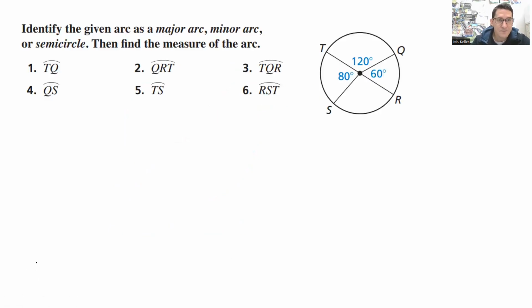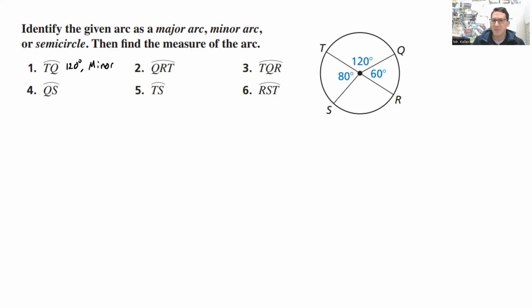Real simple. All right. Here, identify the given arc as a major arc, minor arc, or a semicircle. Then find the measure. So the measure of the arc is equal to the measure of this central angle here. If you remember from our polygon lessons, these are central angles at the center of the circle. So the measure of this arc from T to Q would be 120 degrees. I can put that down here. It's 120 degrees. It's smaller than a semicircle, so this is a minor arc.